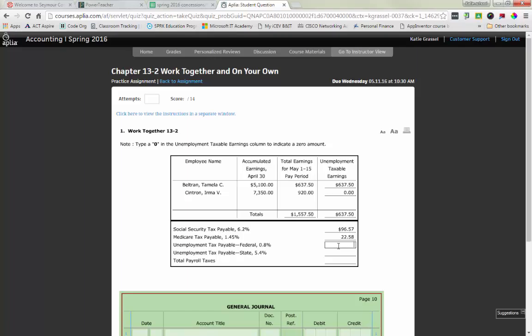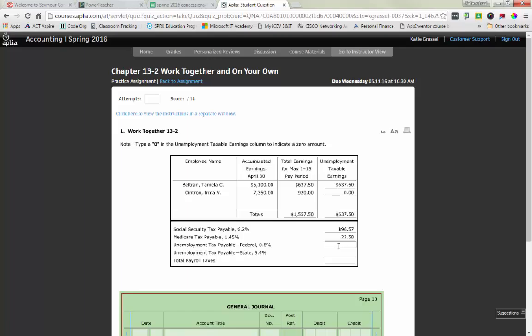Anyone get the amount for unemployment tax payable federal? What is our number that we have to multiply? Times? I'm going to take 0.008, Tyson. I totally agree with that, but what am I going to multiply it by? Not 155,750. Because if I take a look at 155,750, Irma has already earned more than $7,000. I do not pay any unemployment taxes on Irma's earnings. So what am I going to multiply it by?